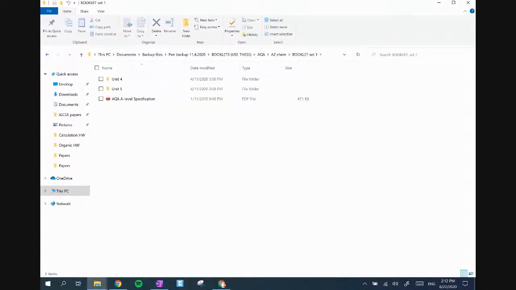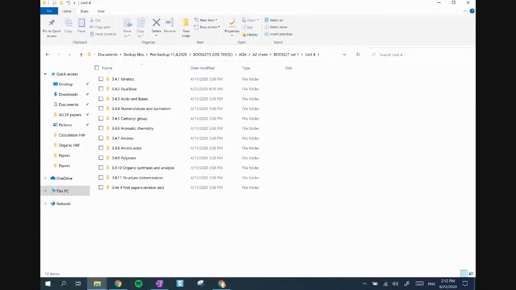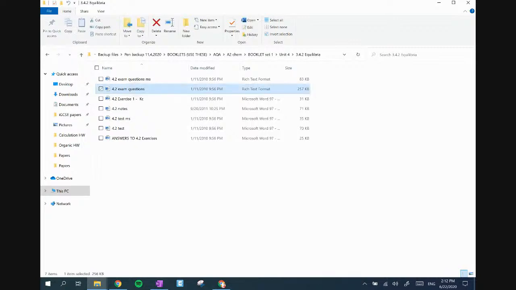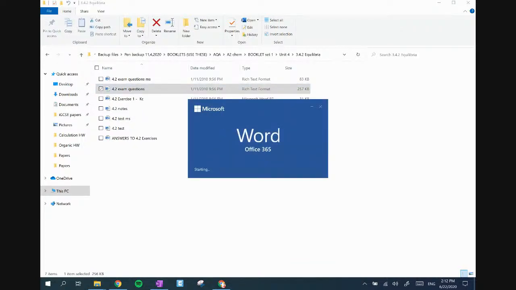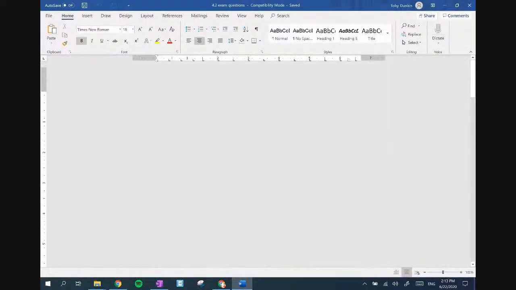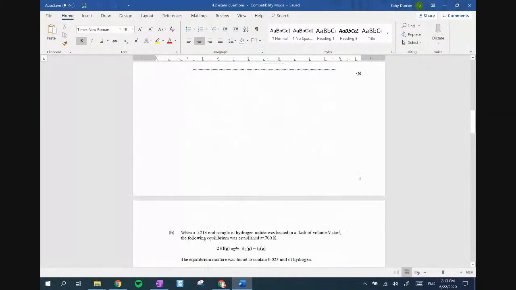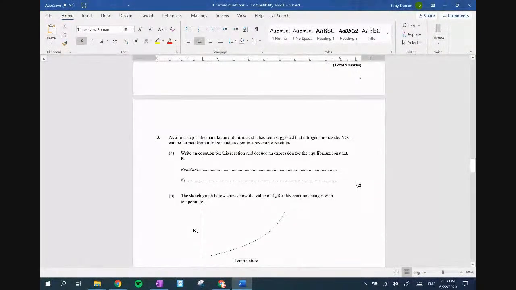It might be in set number 1. These are my super booklets, by the way. Exam questions. Let's see if I can find this one. Don't know where exactly they'll be. I mean, I probably should recognize it now that I've just calculated it.